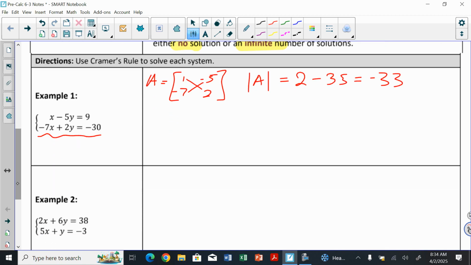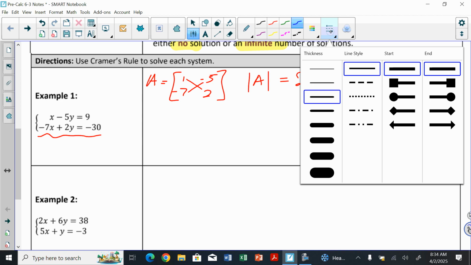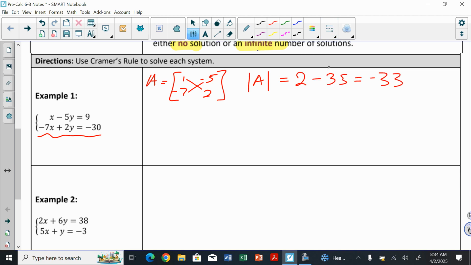Okay, so now I'm trying to find x. I'm just going to switch colors here just so we can see that. When I'm trying to find x, remember my matrix that I'm going to use to find the determinant, I'm actually going to substitute these numbers in, right? And I'm going to sub them into the first column because that's where my x's are. So it's going to be 9, negative 30 here.